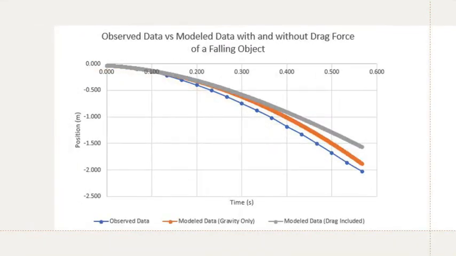I just wanted to include a small drag force to see how the model would change. Here you can see all three data sets, and you can see, of course, as I was saying earlier, that the model data with drag included is higher up, which is expected because the drag force would slow down the motion of the object, therefore slowing down the time it takes for it to reach a certain distance.